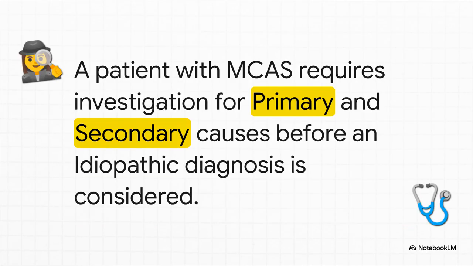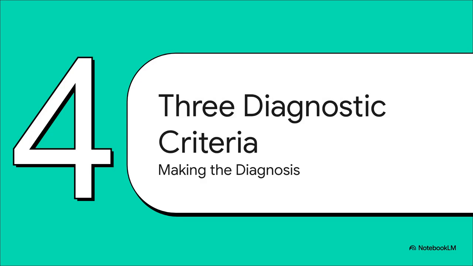So what does that mean for you in the clinic? It gives you a clear path forward. If you have a patient who looks like they have MCAS, your job is to first play detective. You have to investigate and rule out any underlying primary or secondary causes. Only after you've done that can you land on a diagnosis of idiopathic MCAS. All right, lean in for this next part, because if you take away only one thing from our time together, this is it. These are the three core criteria you absolutely must have to make the diagnosis.